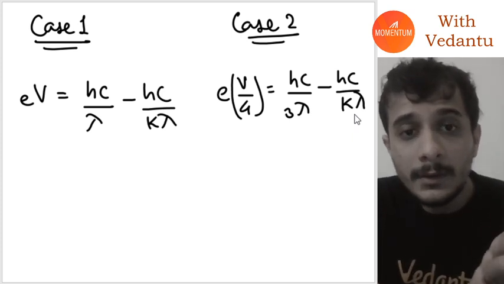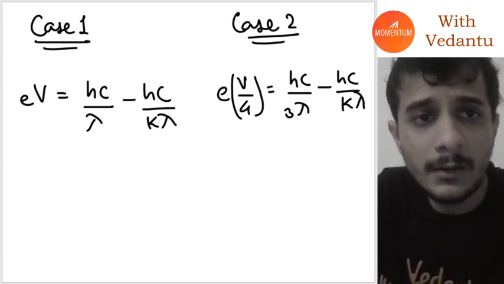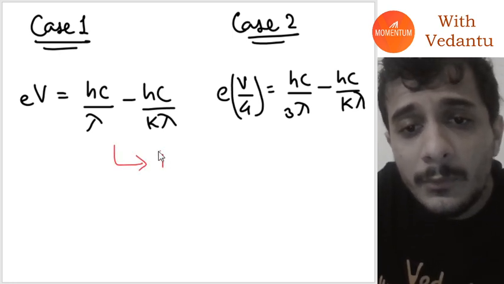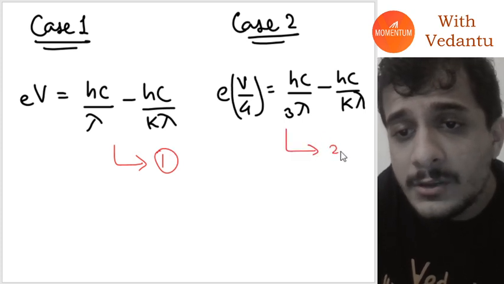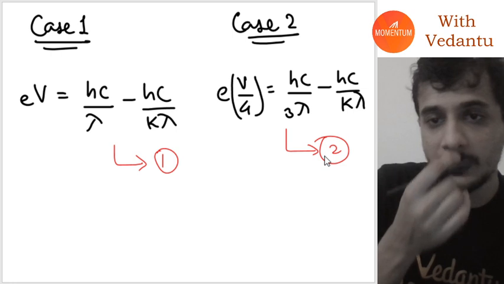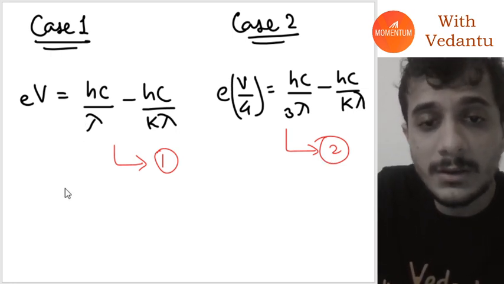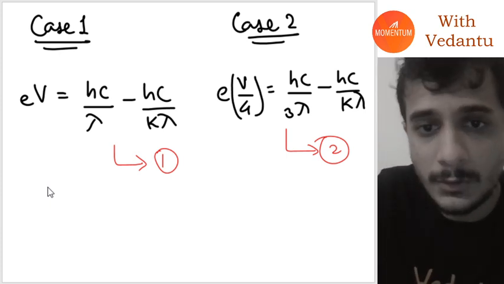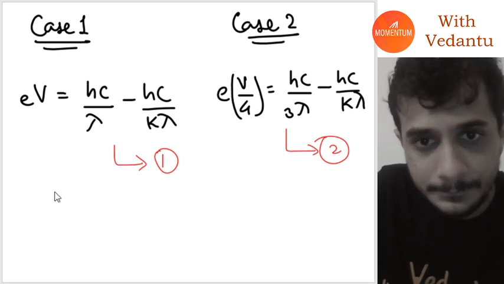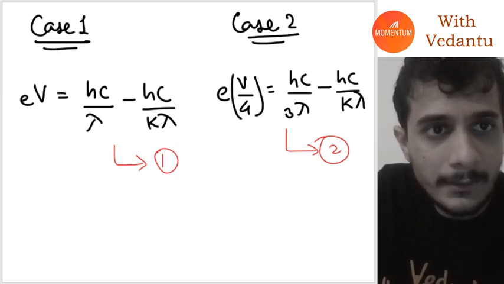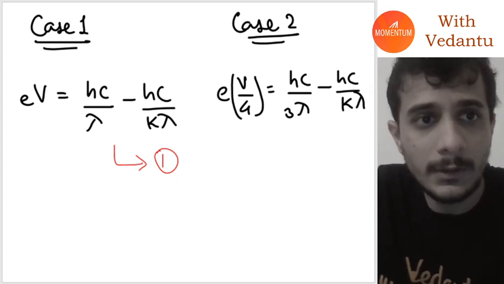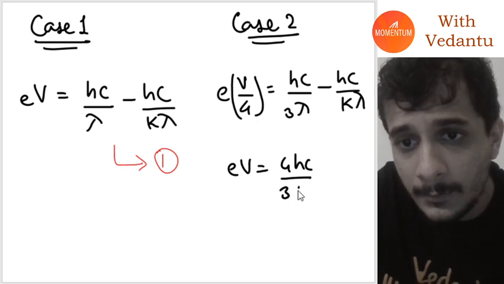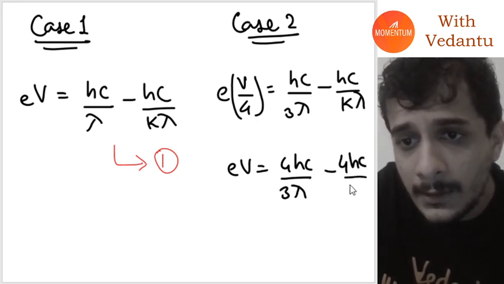Alright, I hope everybody can understand this. Now, guys, if you had to calculate the value of k, it was very easy. What you have to do is just divide the equations, my friends. Or, you know what, don't even divide the equations. I will write the equation 2 once again, so that you understand. From the second equation, I can write eV is equal to 4hc by 3 lambda minus 4hc by k lambda.